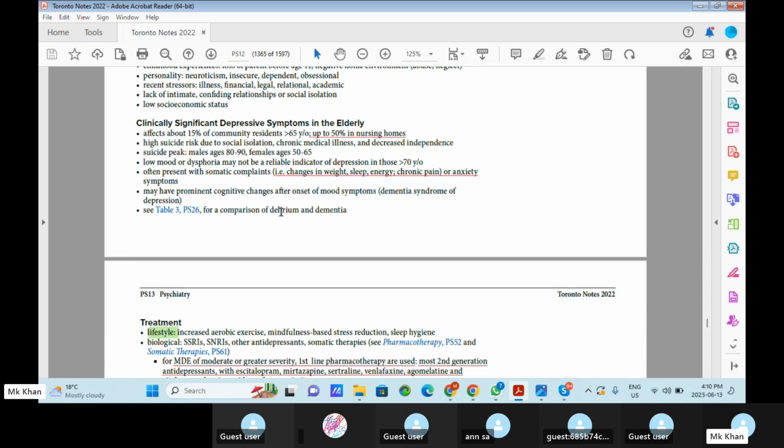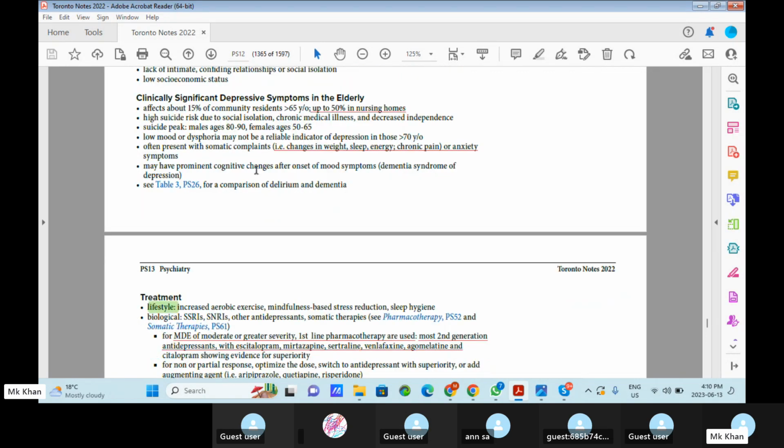Now this one, clinically significant depressive symptoms in the elderly. It affects 15% of community residents more than 65 years, up to 50% in nursing homes. So that is like a huge number. That's why it is very important to rule out depression in the elderly, because in nursing homes more than 50% are depressed. So there is high suicidal risk due to social isolation, chronic medical conditions, and all these. Male age 80 to 90 is the suicidal peak, and for females it is 50 to 65 years.